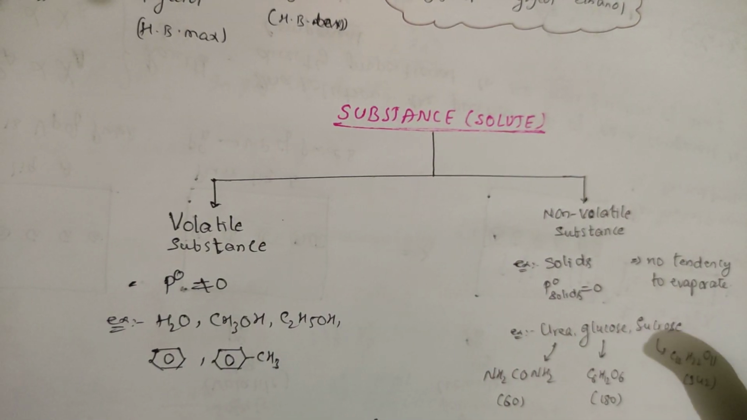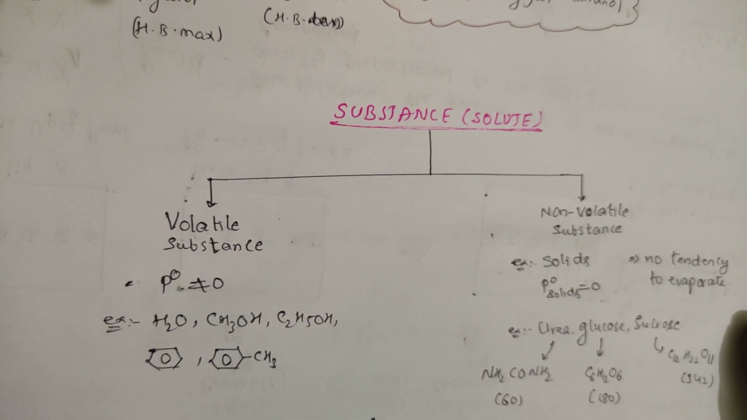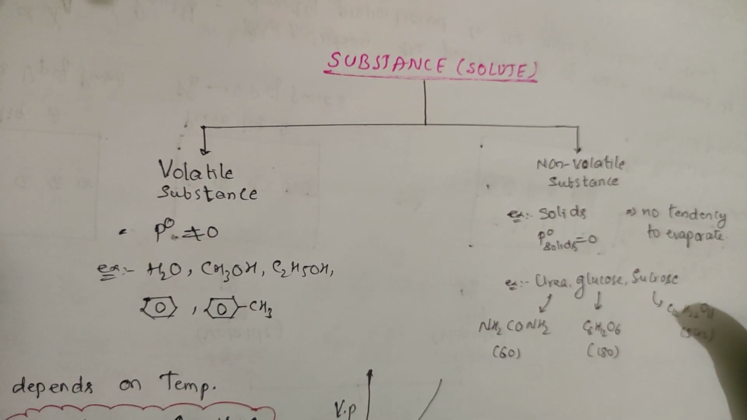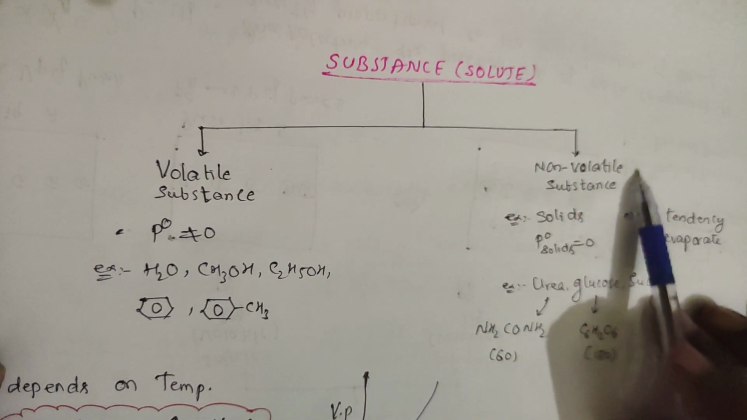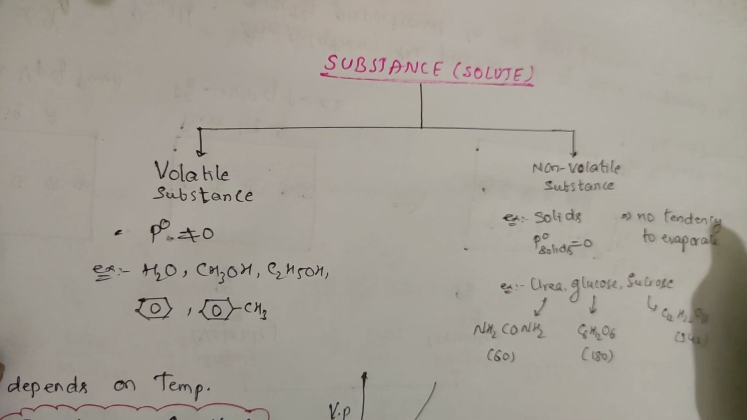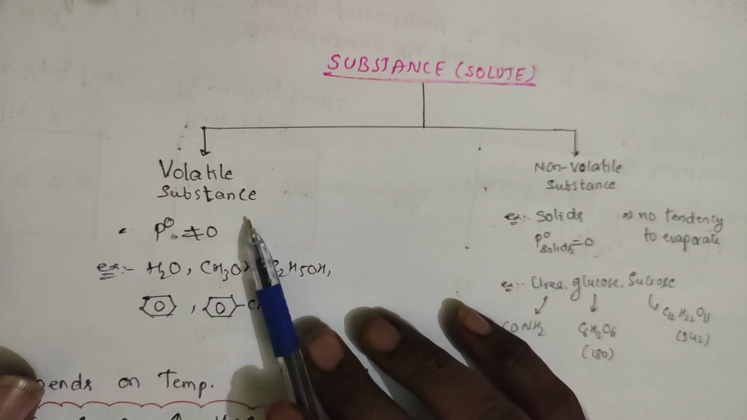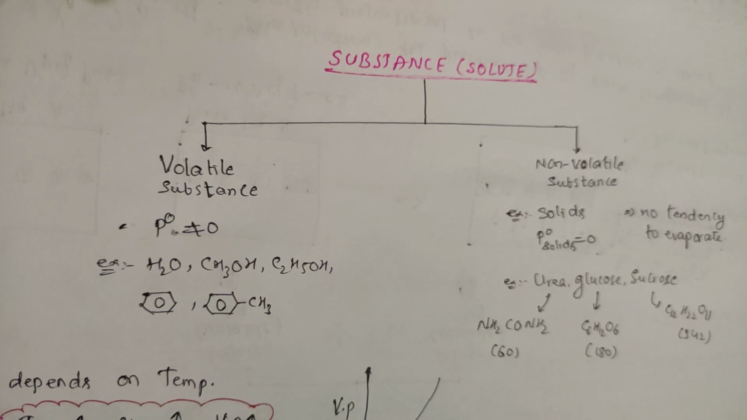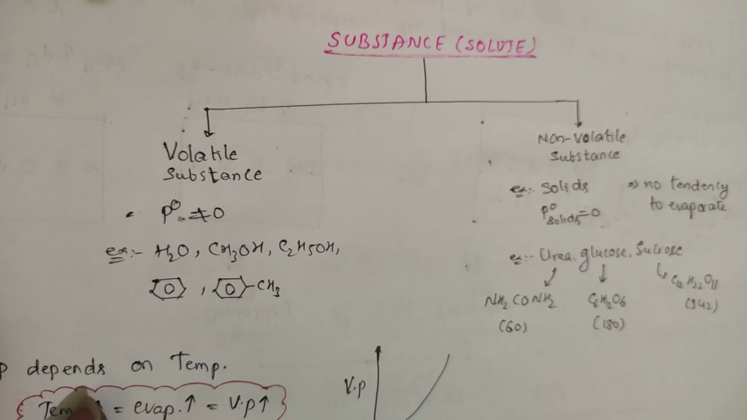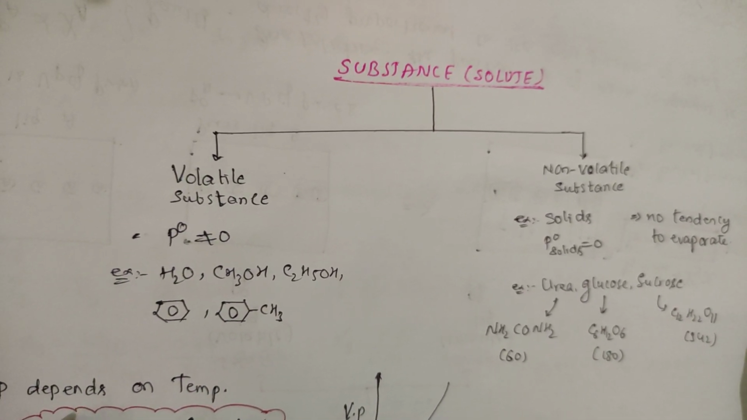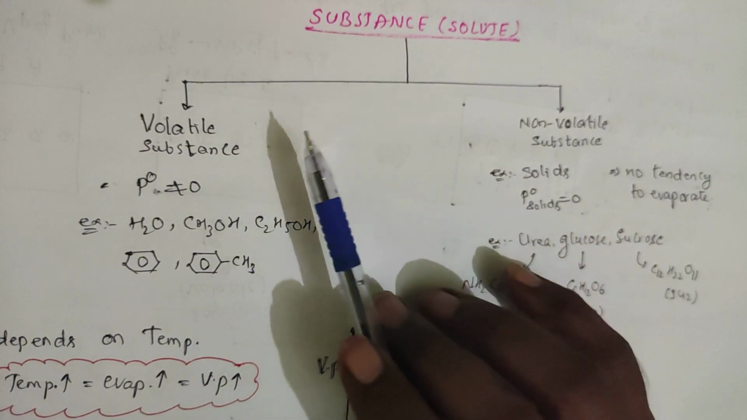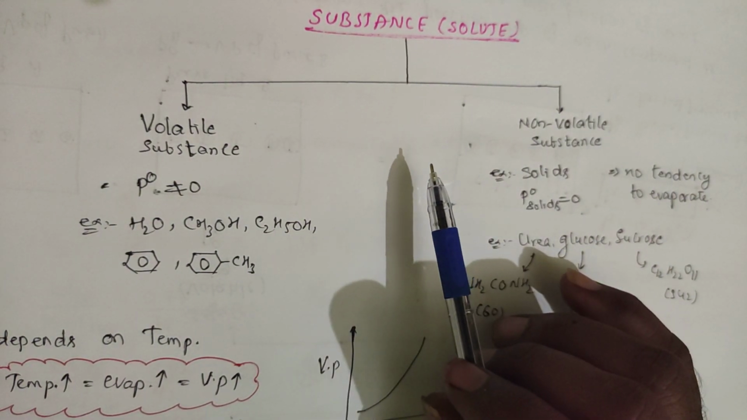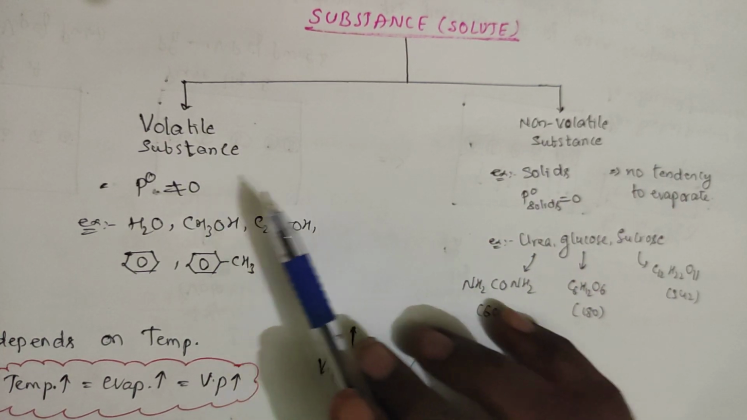Solution is nothing but what? Solute plus solvent. The solute may be of two types. One is volatile and the other is non-volatile. So non-volatile we will be learning regarding colligative properties. In this lecture we will be learning regarding the volatile substances. The solute is also volatile. The solvent is also volatile. Volatile means what? Which gets evaporated. Any substance which gets evaporated, it is called as volatile. Okay. So the substance or the solute, whatever you are adding to the solvent, it may be volatile or non-volatile.